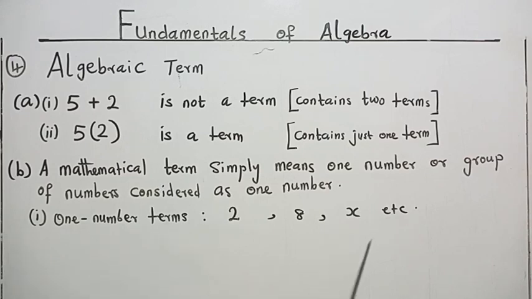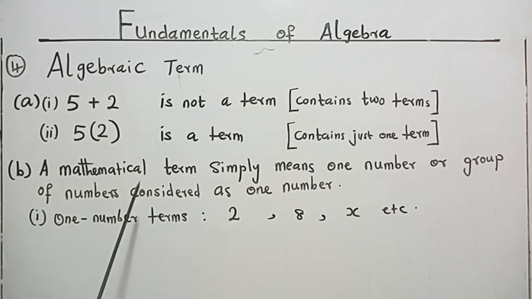And then, what about x? It is also one number, but in this case, it is a variable. So one number is either a constant or a variable. 2 and 8 are constants and they are single numbers, while x is a single number but a variable. Each of them is considered to be a mathematical term.